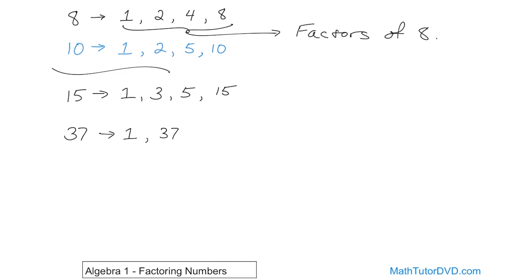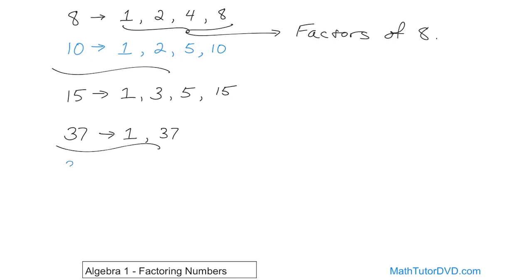So some oddball numbers like this only have 2 factors. You're always going to have the number 1 and the number itself as factors, but there's really nothing else in the middle that divides evenly into 37, so those are the only factors that exist for 37.